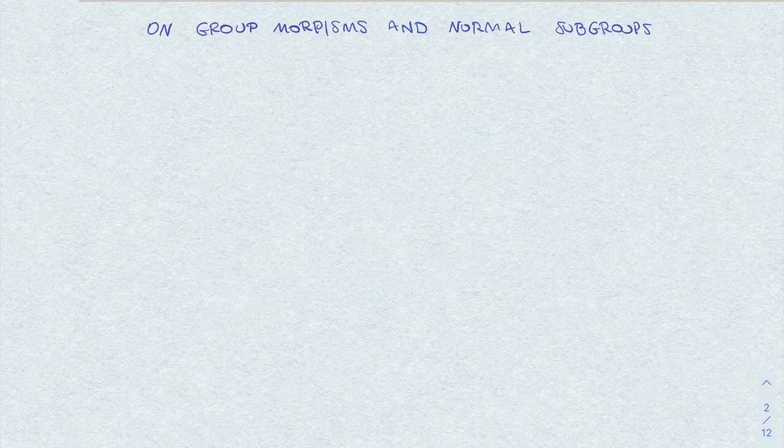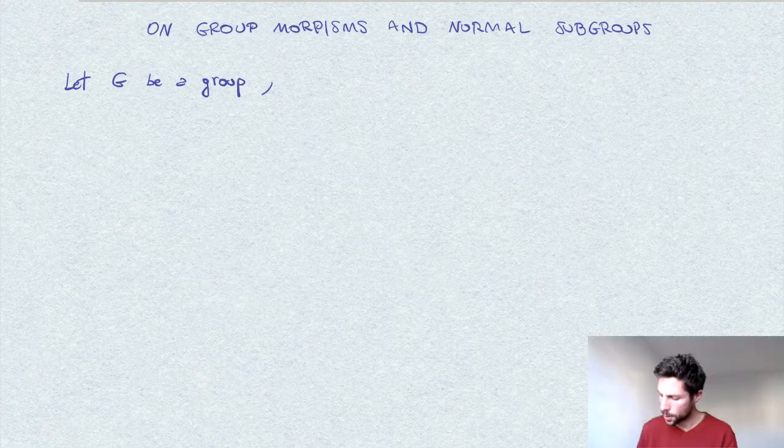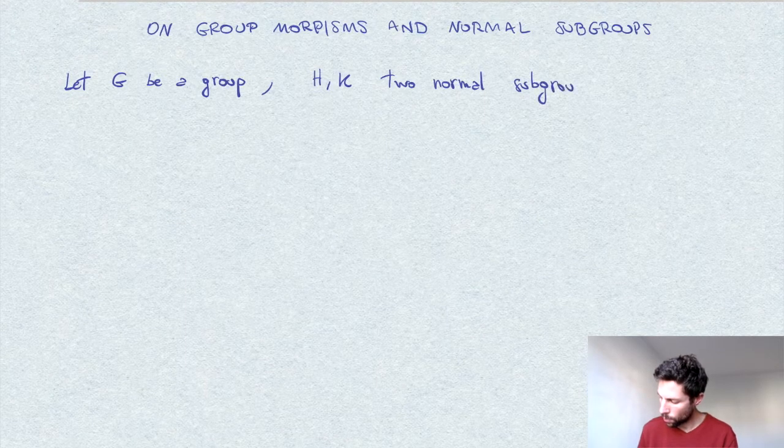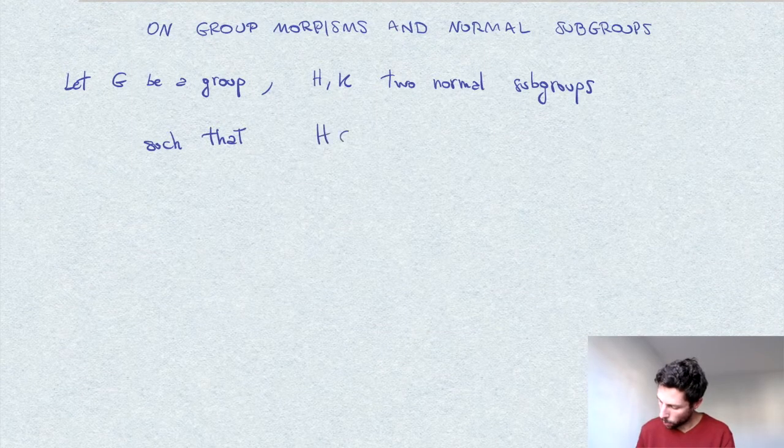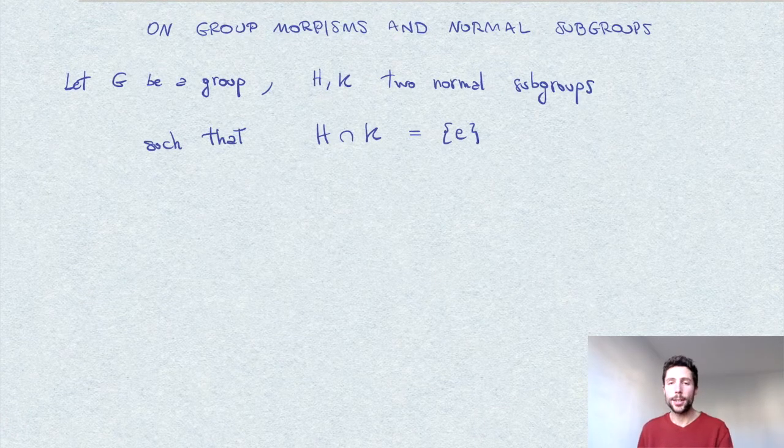I want to solve now a simple exercise on group morphism and normal subgroups. Namely, we have the following statement. Let G be a group, and suppose we have two normal subgroups, let's call them H and K, which intersect at the trivial group. Then what happens is that G is isomorphic to a subgroup of the product between the quotients.